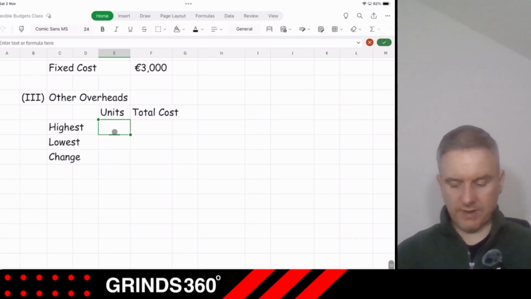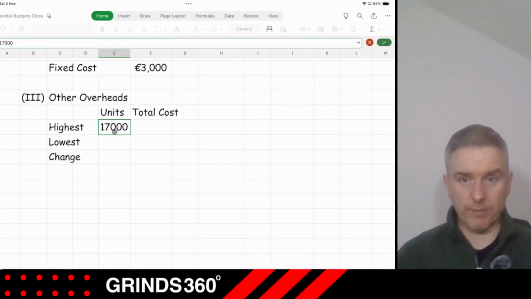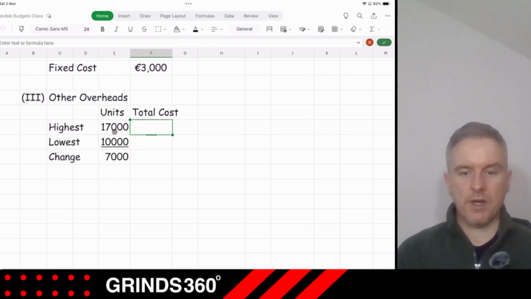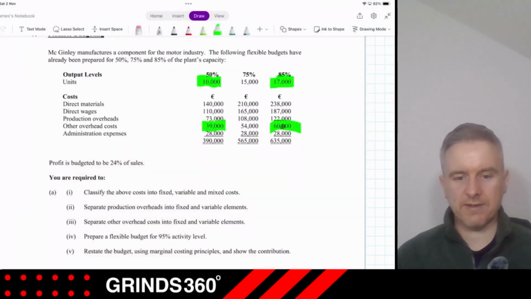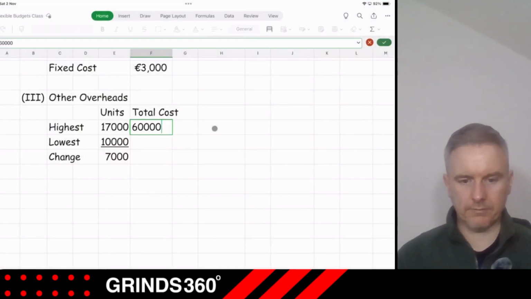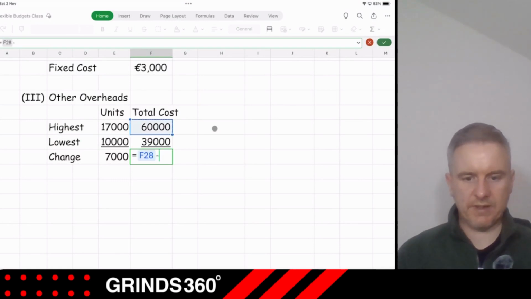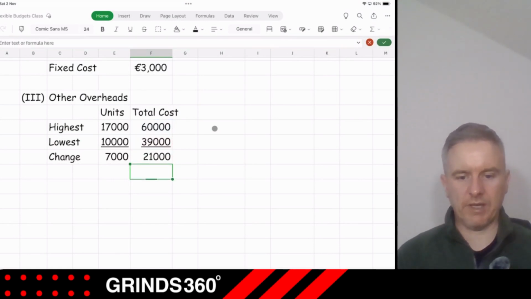So the nice thing about this is your highest number of units is still going to be 17, your lowest is still going to be 10, and your change is going to be 7,000. So you just need to be careful that you pick out the correct cost, okay? So go back and take your costs. So it's 60,000 and 39,000. And all we're doing is coming back and we're saying, right, 60 minus 39, we have it here. So a change of 21,000, okay?